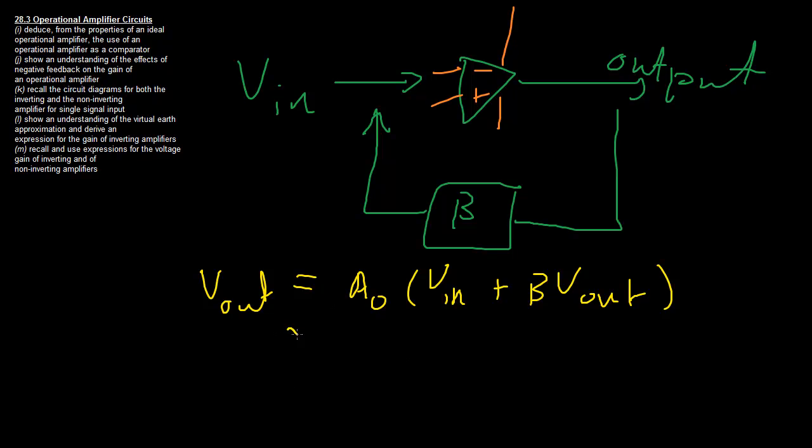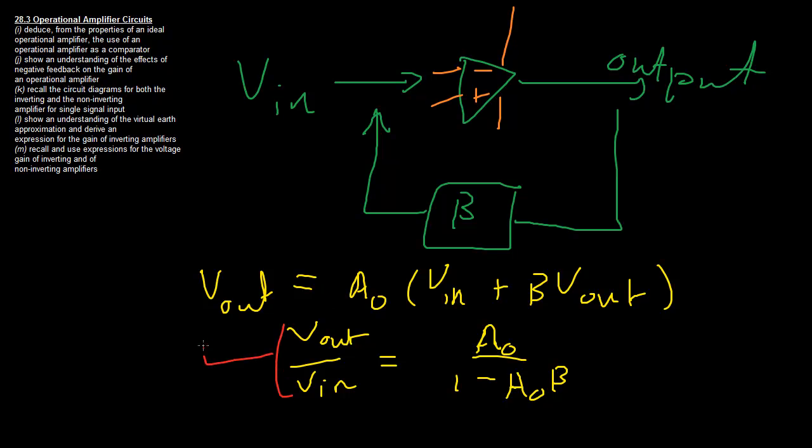You can do this if you want, but just to save time, I'm going to go straight to the answer. It's not a very difficult equation. The ratio of voltage out to the voltage in is equal to the gain of the operational amplifier over 1 minus the gain times the feedback fraction. And we can control the feedback fraction using resistors, which we'll see very soon. And this is what I like to call the effective gain. This might be a little bit confusing, but think about it like this.